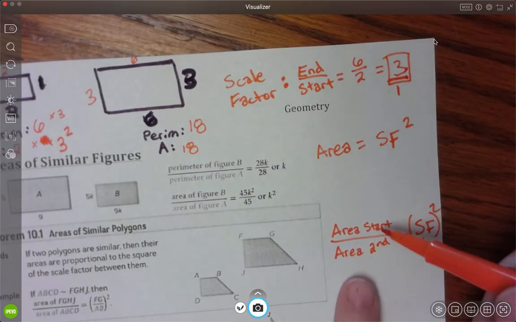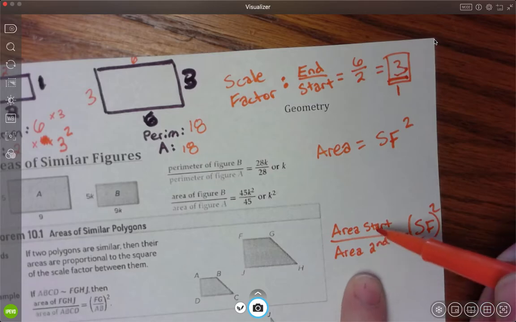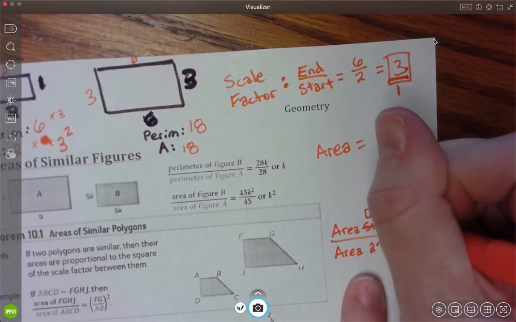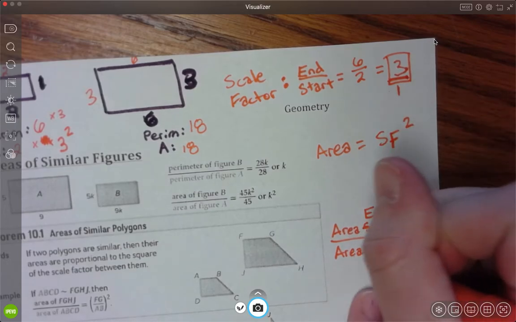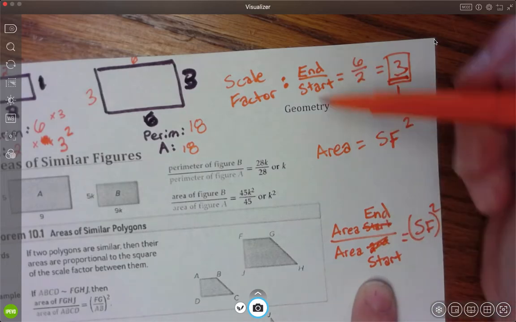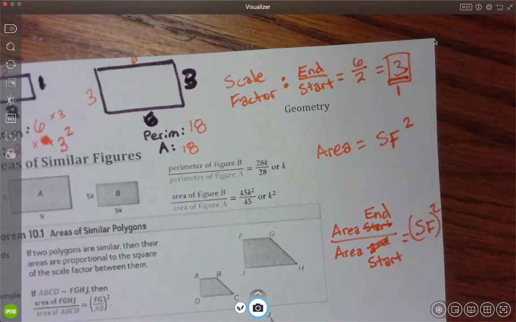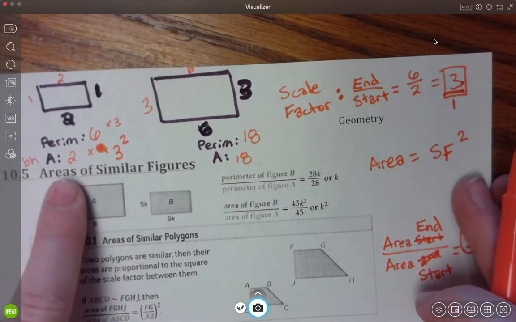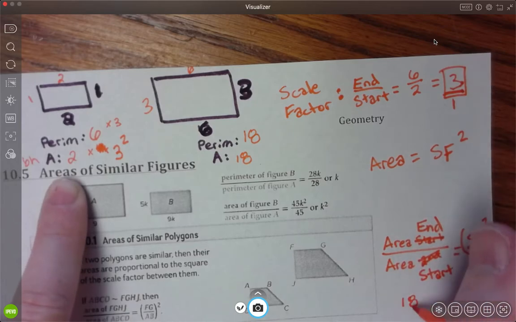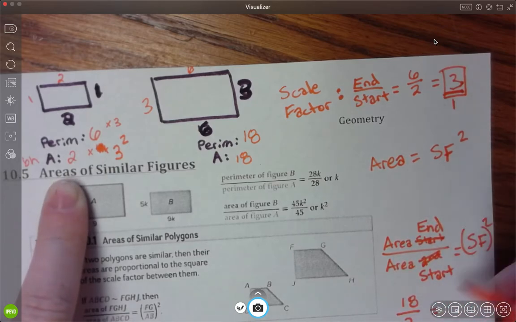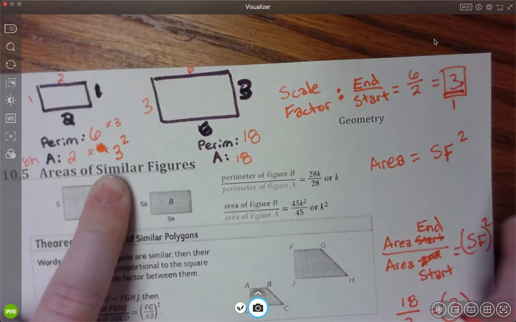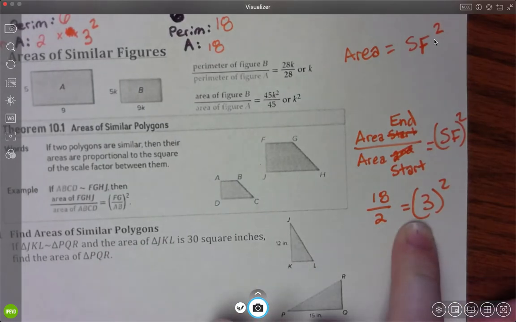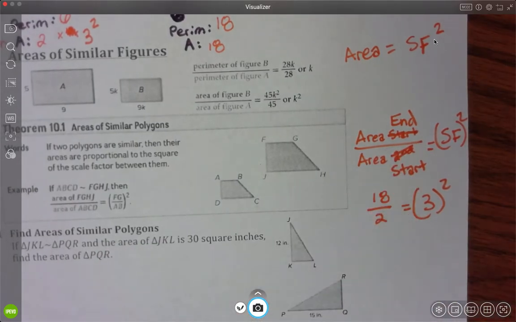Wait, I didn't want to do that. I want to do the area of the end over the area of the start. I did that wrong. It's always end divided by start equals your scale factor squared. So 18 was my ending and 2 was my starting. That's equal to the scale factor, which was 3 squared. 18 divided by 2 is 9, which is the same thing as 3 squared. The area of my ending divided by the area of my starting is the scale factor squared, okay?